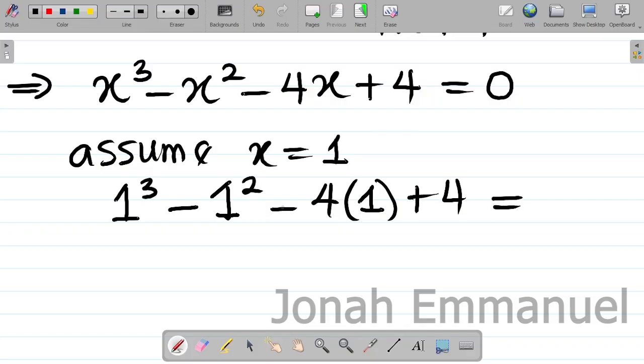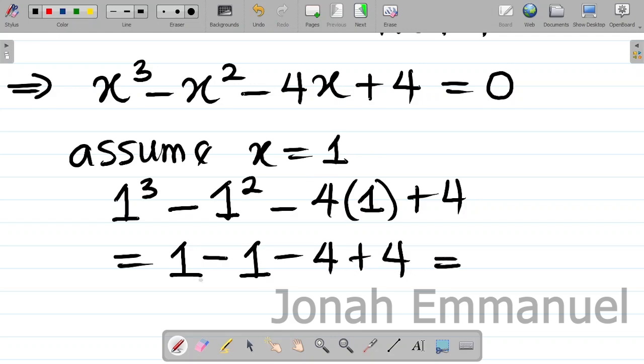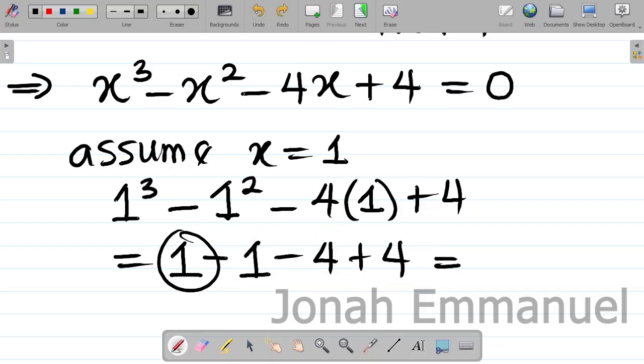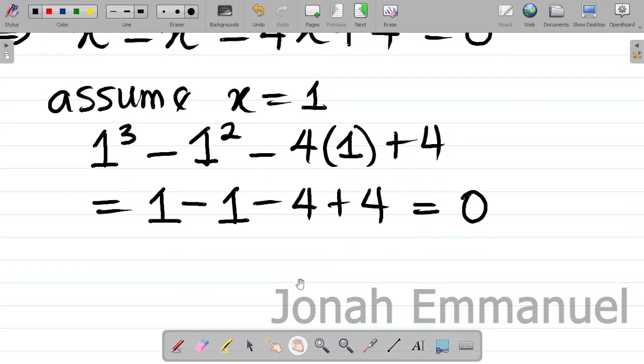What's the answer to this? This is equal to 1 cubed. The value there is actually 1. Let me write this below. 1 cubed, the value there is 1, minus 1 squared, the value is 1, minus 4 times 1, that gives you minus 4, plus 4. If you do this, this gives you 1 minus 1, that's 0. Then minus 4 plus 4, that's 0. You can punch it with your calculator. The answer will be equal to 0. So that means x equal to 1 is a factor.